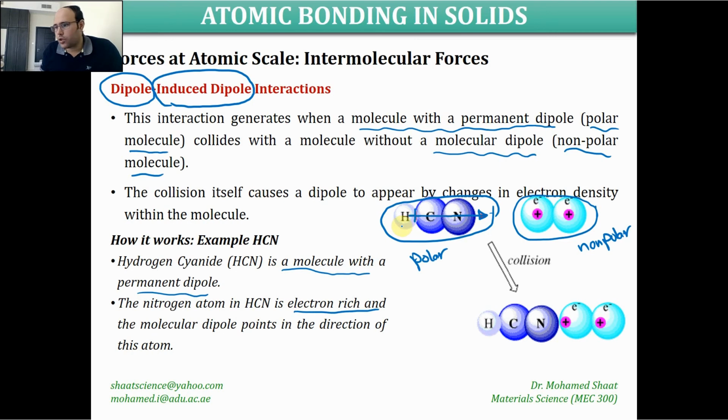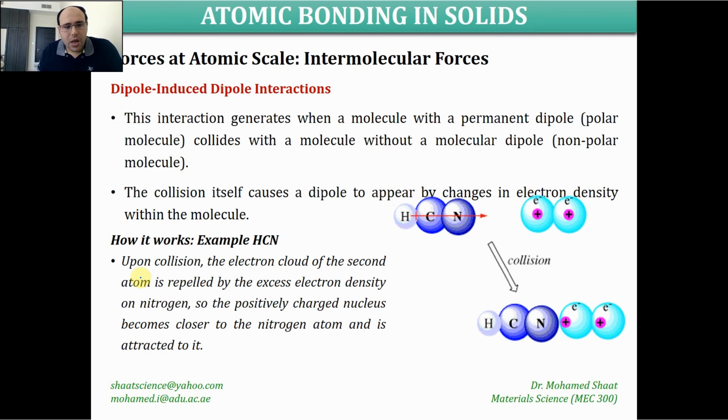It has only one electron, which will be shared with the carbon through a covalent bond, as will be explained over the next slides, making this one have only positive charge. One positive charge, and that's it. So it is completely positive here. There is no negative over this side, but the nitrogen has more electrons. This is what makes the nitrogen side more negative than the other side. It is electron rich, and the molecular dipole points in the direction of this atom. So this is the direction of the dipole moment, directed toward the negative side, as I mentioned.